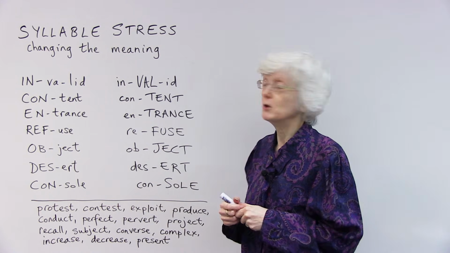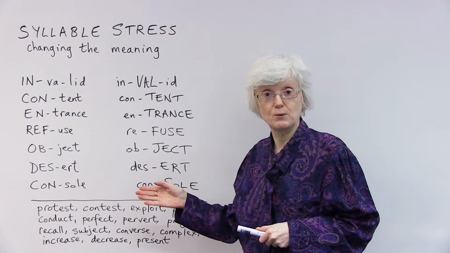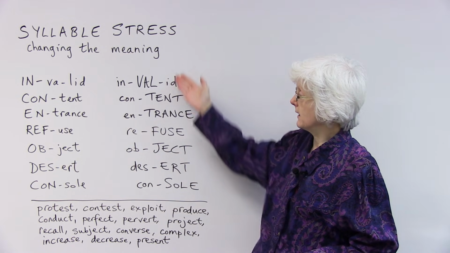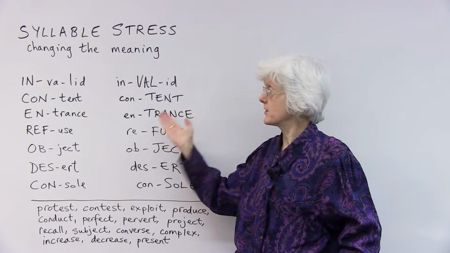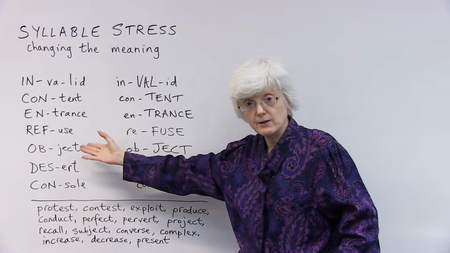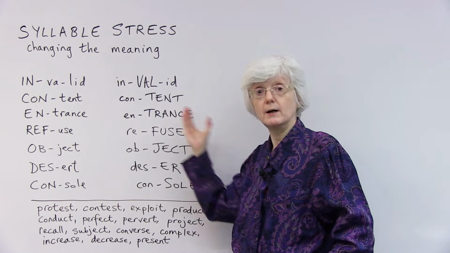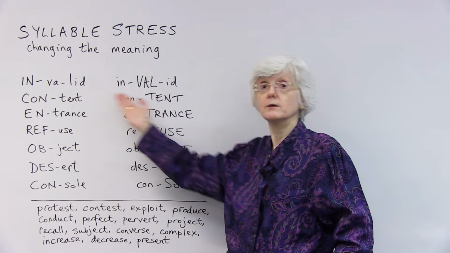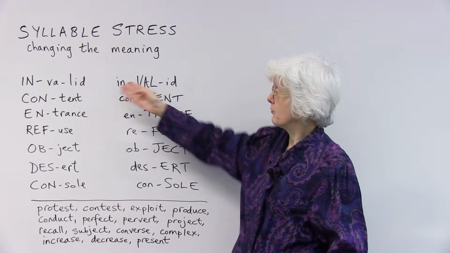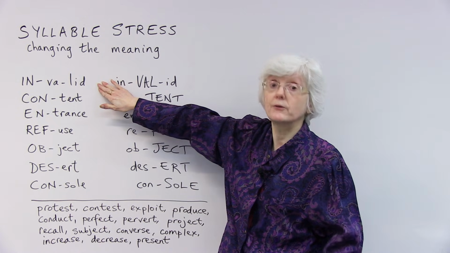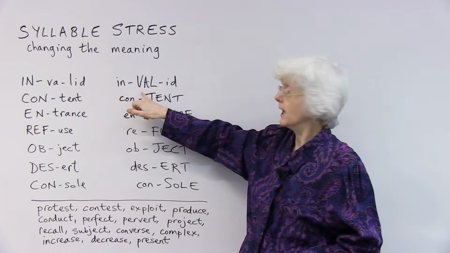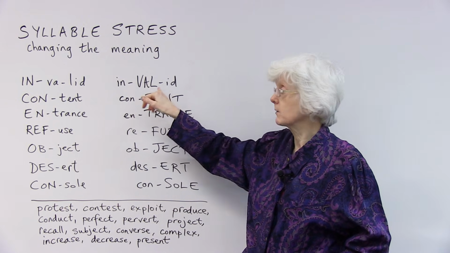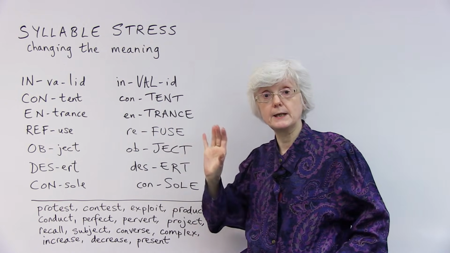Okay, so moving on to our second set of words, we're looking at some changes of meaning, but this time there is very little connection in the meaning from one to the other. So, for example, there's one with 3 syllables here, invalid and invalid. Okay, so they're totally different meanings.